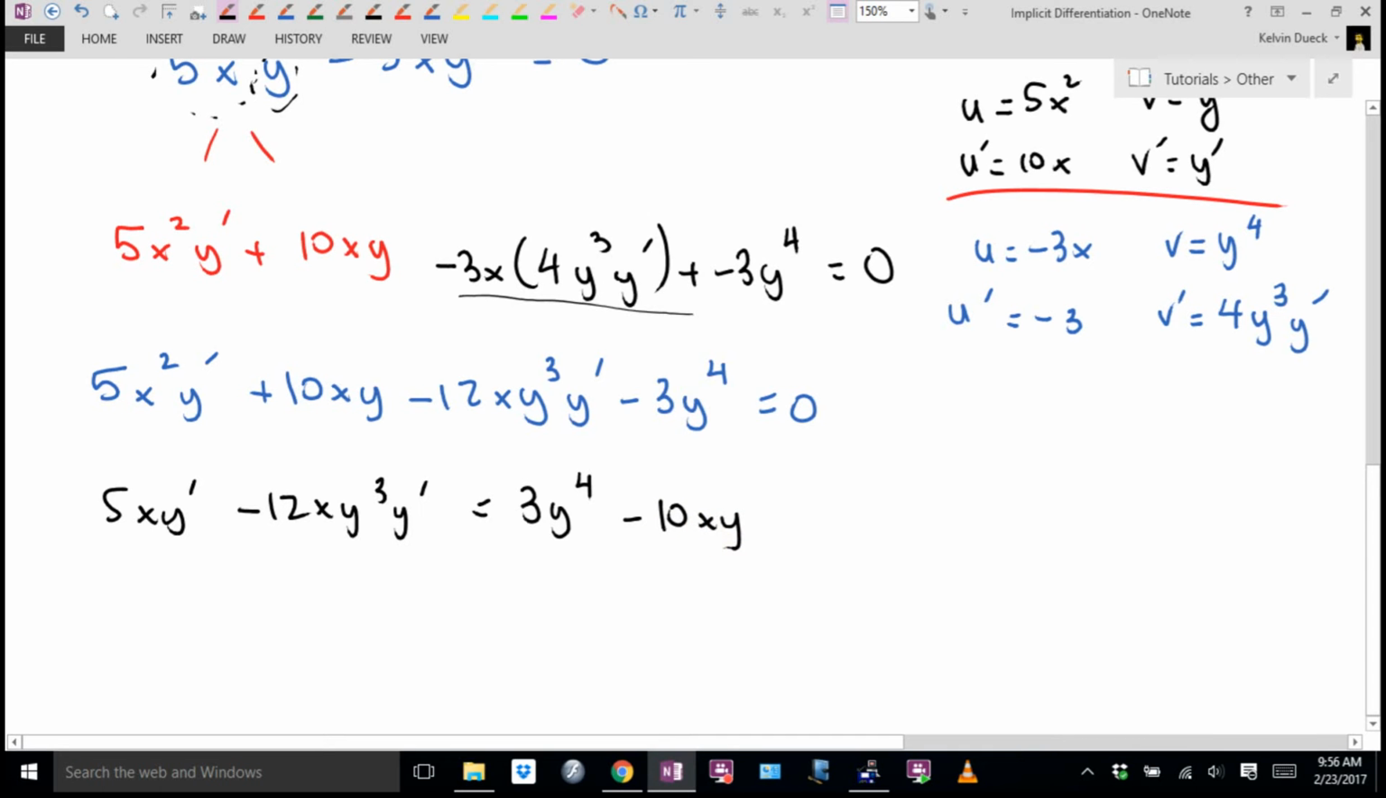You could have put the negative 10xy first, but I always move the negatives over first because I like to start with positives and then go negatives. That's just me being fussy. You okay with me so far?